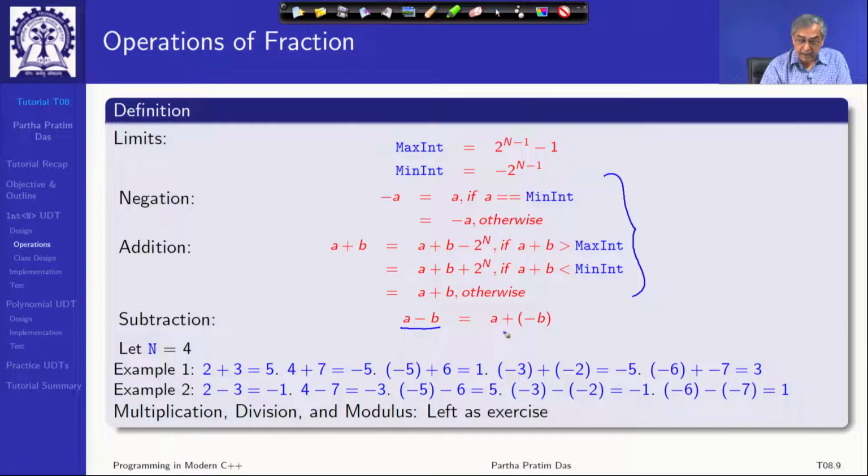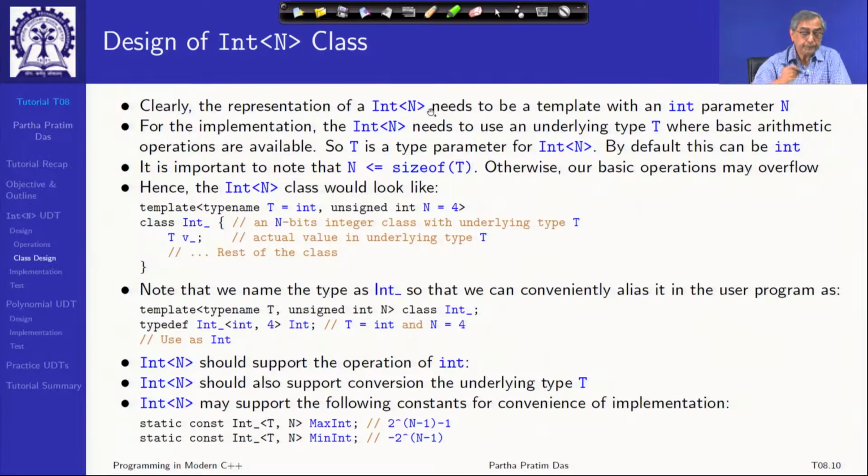Subtraction can be easily done by adding the negation of the second operand to the first operand. Here are some examples with and without overflow that you can use for following. In the same way, you can define multiplication, division, modulus, but I leave them as an exercise for you. Certainly, not everything should I solve and present to you.